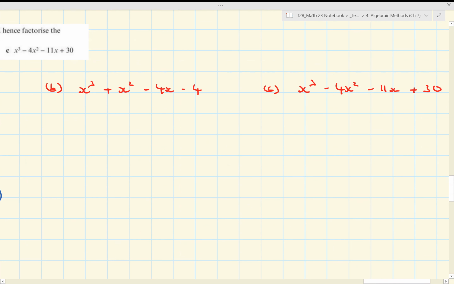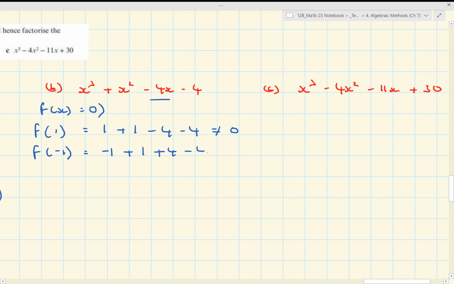Again, let's see what values of x might make f of x equal 0. I'm going to try 1 again. That's going to be 1 plus 1 minus 4 minus 4. That is not 0. Let's try x is minus 1. Minus 1 cubed is minus 1, plus minus 1 squared is 1. Minus 4 times minus 1 is plus 4, and then minus 4 at the end. Look at that. That does equal 0.